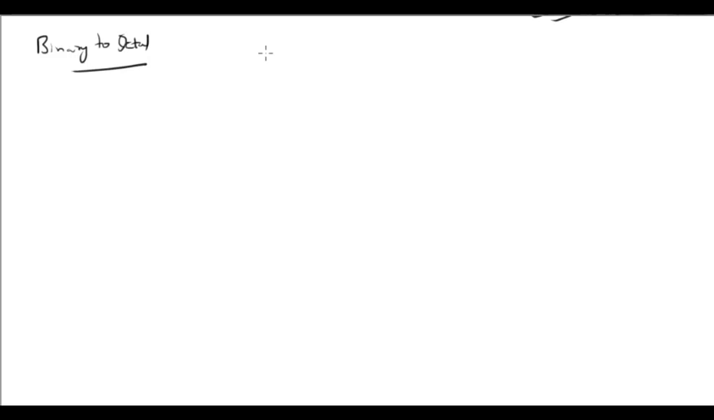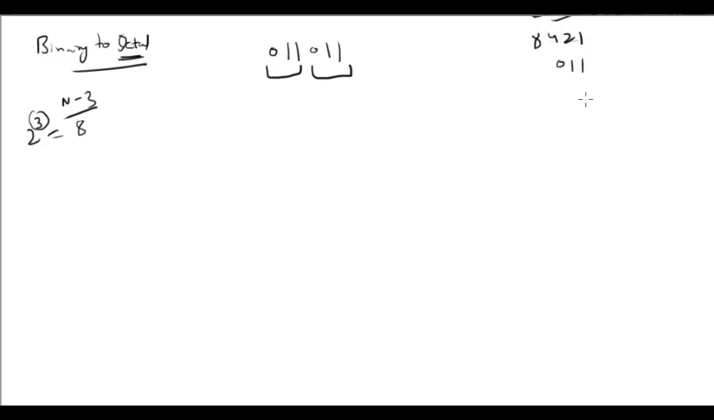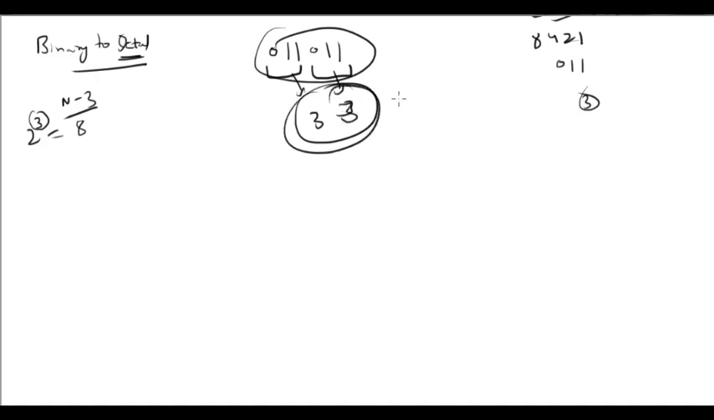In binary to octal, I have taken one number, that is 011011. We have taken octal and we know that octal is 8, that is 2 to the power 3 is 8. Now number of bits is n equal to 3. Now I have taken groups of 3. Now from 8421 code, if I write this, 2 plus 1 is 3. Therefore, this number is 3 and this number is also 3. Therefore, this number can be represented as 33 in octal. Okay, this is how we convert binary to octal.